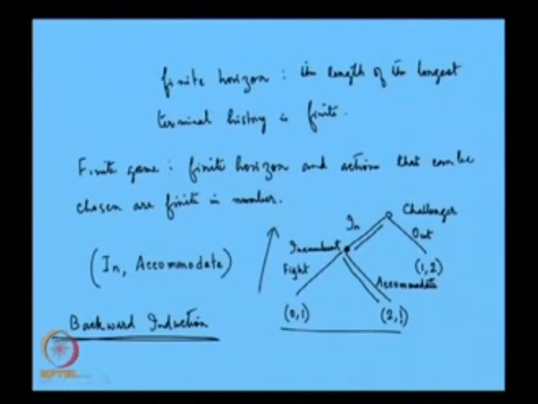Backward induction also fails if, for example, the game is an infinite horizon game, where the longest terminal history goes to infinity. In that case also, there is no final stage. And if there is no final stage, how can you go backward? Here the idea is that you start from the final stage and come backwards. But if there is no final stage, backward induction logic does not apply. So that is another problem of applying backward induction.